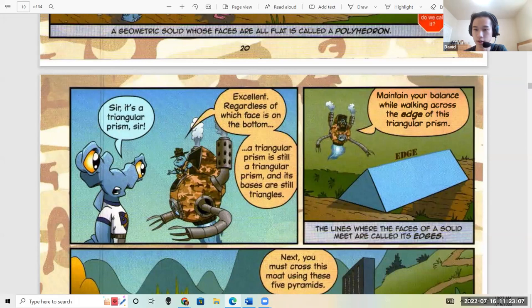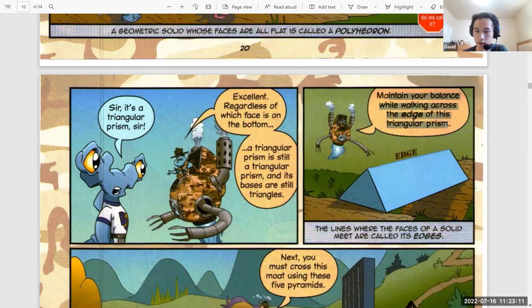All right. So a new definition we're going to learn right here is: maintain your balance while walking across the edge of this prism. So the edge, boom, that thin line right there. And we have our definition.